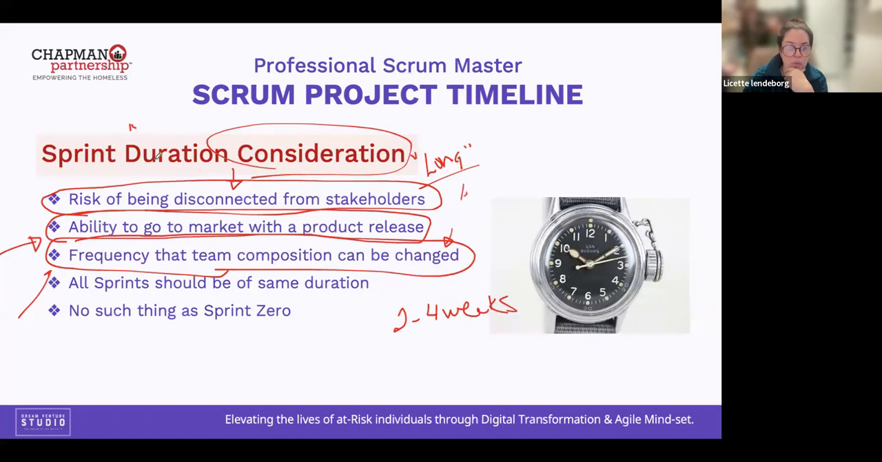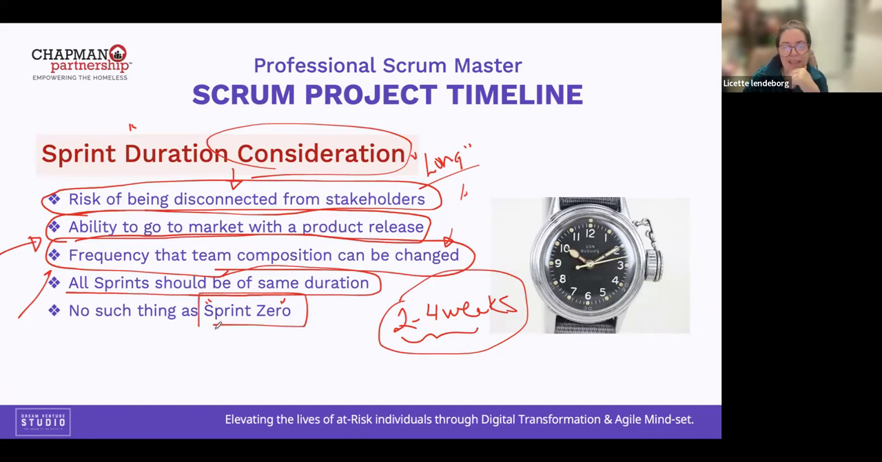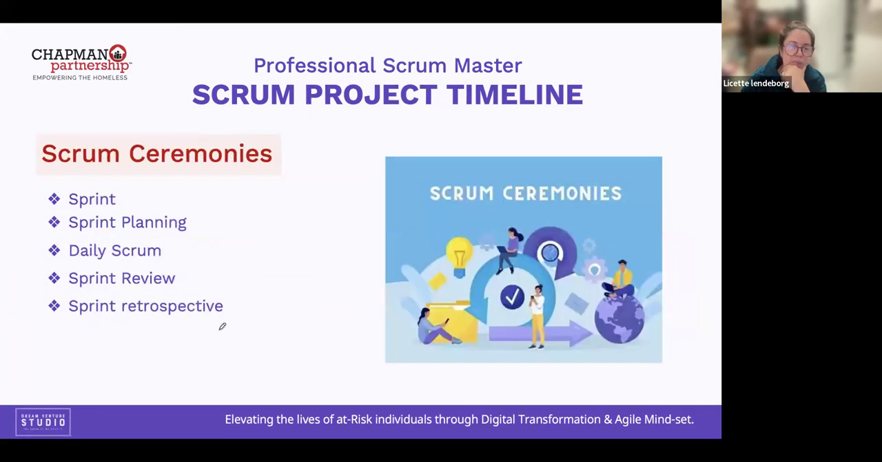Those are general rules. Another rule, all sprints should be of the same duration. That is very important. 2 to 4 weeks. This is the range. And there's no sprint zero. What is a sprint zero? That was another school, Agile school, that used to say that we need like a preparation sprint. But we said in the previous classes that we need the vision, the product backlog, and the stories. You remember that? So yes, but not sprint zero.